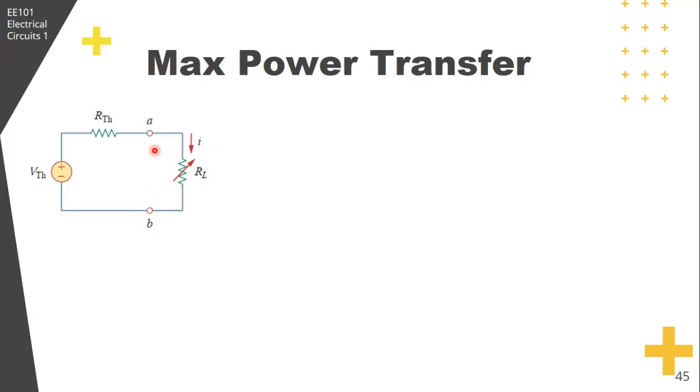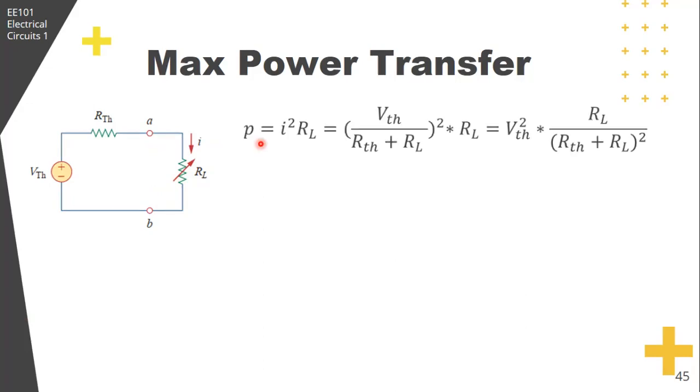The power delivered to the load is I squared RL, where I is VTH over the total resistance. So we eventually have this form. For a given circuit, VTH and RTH are fixed. Considering this formula for the power, since VTH and RTH are fixed, RL is the one that can be varied in order to have maximum power transfer.